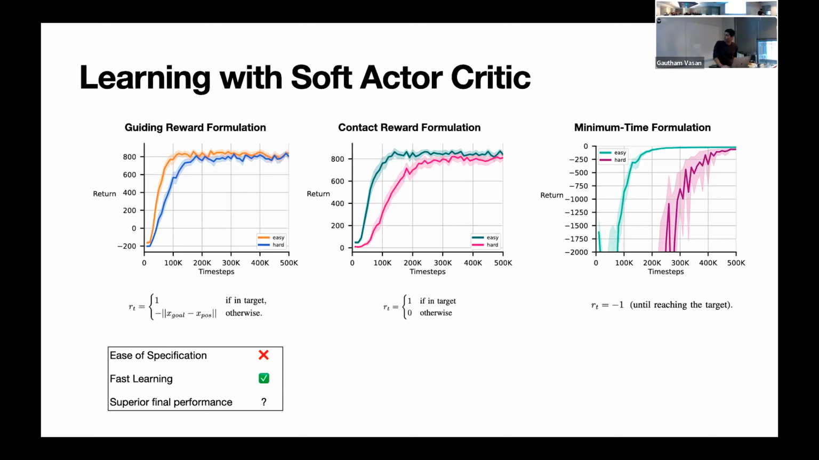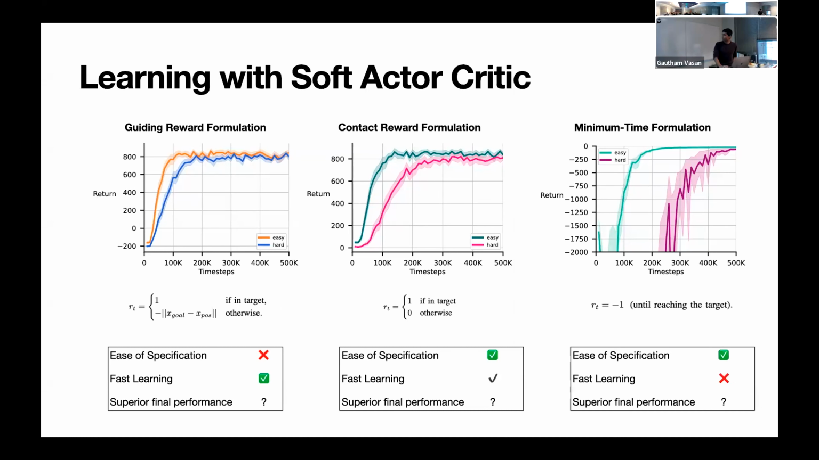So we go back to ranking these metrics. For the guiding reward formulation, you do have fast learning. For the contact reward, we're saying there is ease of specification. It does learn fast, but not as fast as guiding reward, so you still get a check mark. In the minimum time formulation case, I think it really does not learn fast.